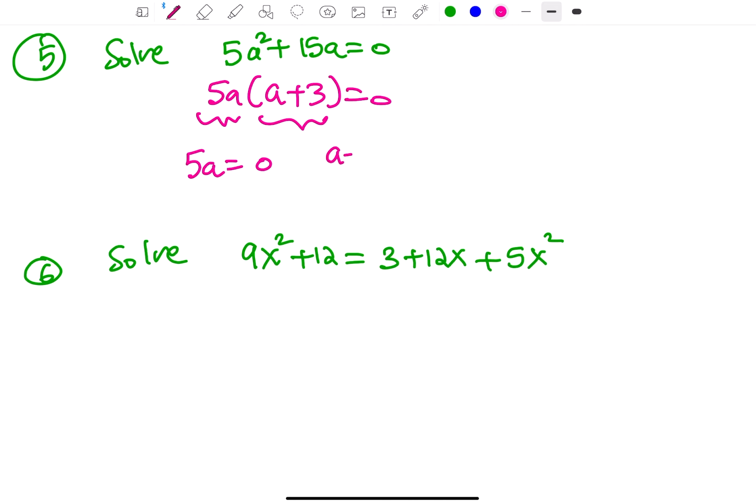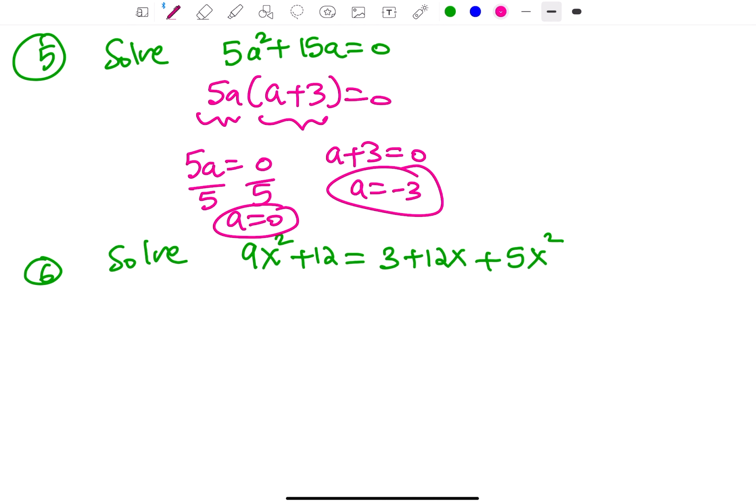Either 5a is 0 or a plus 3 is 0. Go ahead and divide both sides by 5, and we are left with a equals 0 or a equals negative 3. These are the two values of a that will make the left and right hand side equal to each other. Both sides will be equal if a is 0 or a is negative 3.